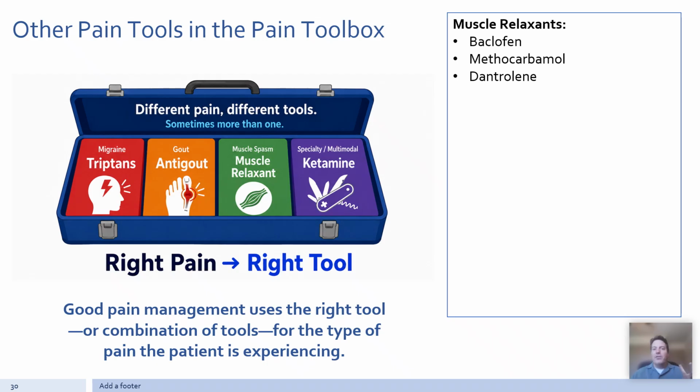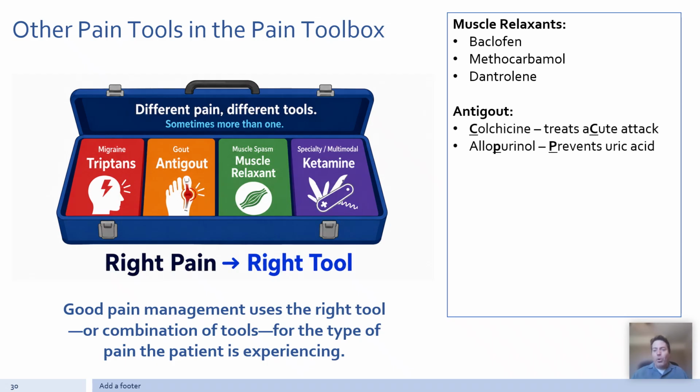But for painful muscle spasms, you might use a muscle relaxant medication like baclofen or methocarbamol, which is brand name Robaxin, and that might help reduce muscle spasms. The nursing concern here is many muscle relaxants cause sedation and dizziness. So think fall risk and think about driving. Patient might have gout, and so they might use colchicine, which treats an acute gout attack. You look at the C's in both of those, C for colchicine and C for acute, to remember that one. Or allopurinol, which prevents uric acid buildup to help prevent a gout attack.